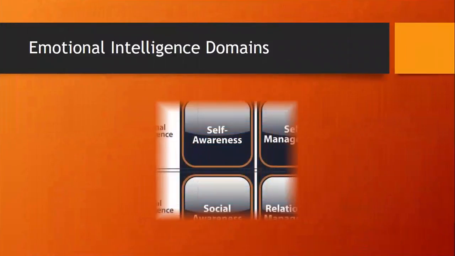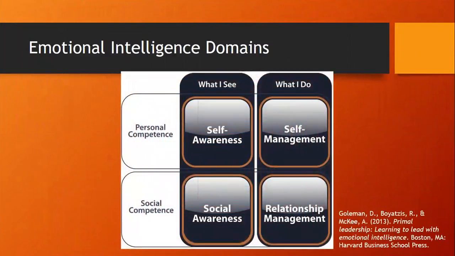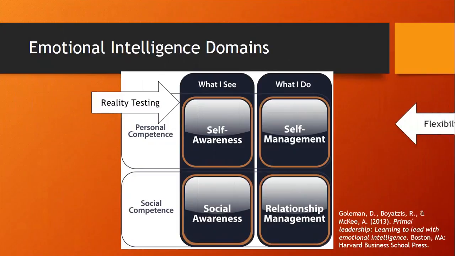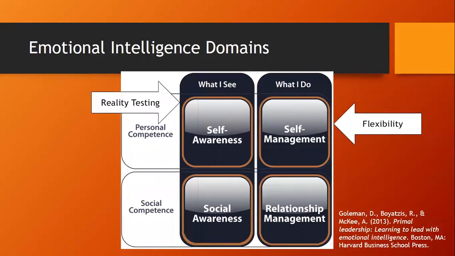There's also the emotional intelligence domains as presented in Primal Leadership. There's the personal competencies and social competencies within a matrix of what I see and what I do. Reality testing is within the self-awareness quadrant, flexibility in the self-management quadrant, and problem solving in the relationship management quadrant.